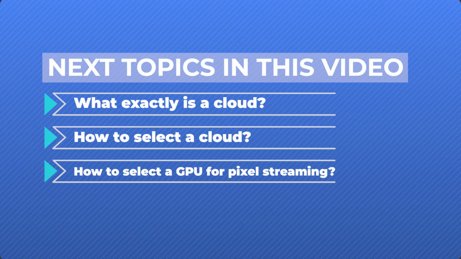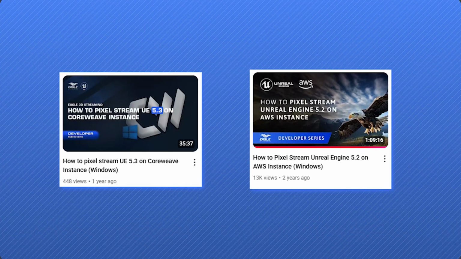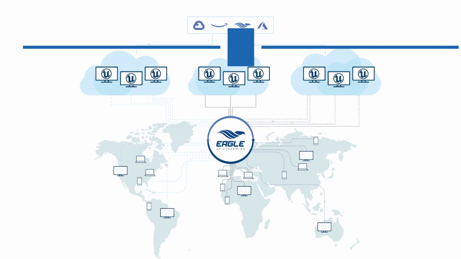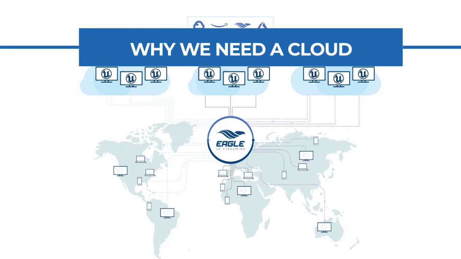So what I'm going to do right now is go over an overview of what exactly a cloud is, how to select a cloud, and how to select a GPU for pixel streaming so that you have a proper foundation. And then we also have some tutorials. Once you've selected your cloud, we have some tutorials on how you can configure that cloud to pixel stream over the internet. So let's first start with selecting our cloud for pixel streaming.